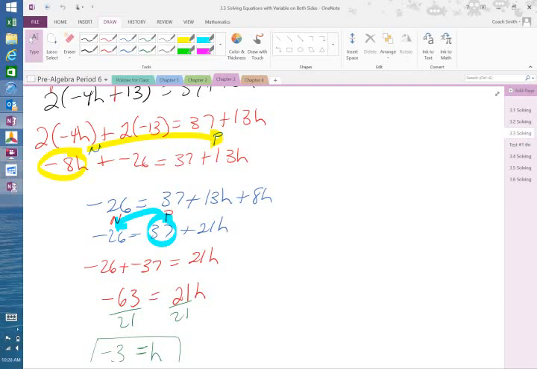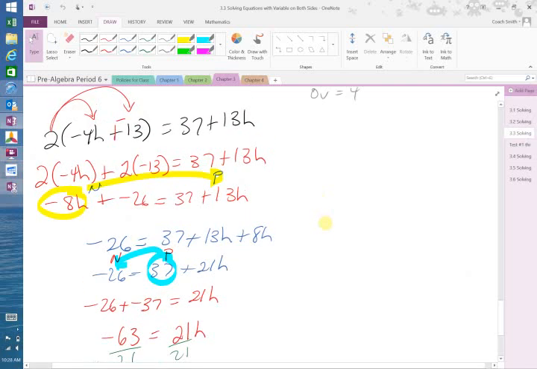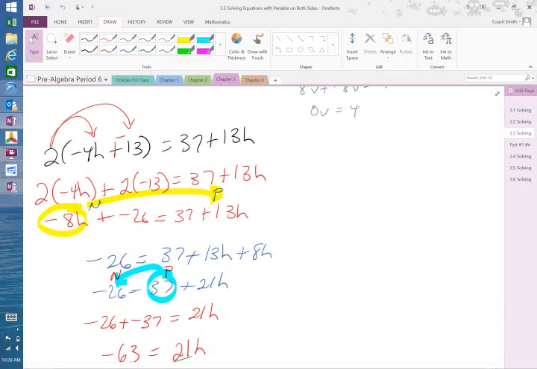In this, we have used the distributive property. You will see here that I have taken 2 and distributed it to both things inside the parentheses: 2 times negative 4h plus 2 times negative 13. And this is in chapter 3 of the next book. And actually, we used it in chapter 2 and 1 as well.